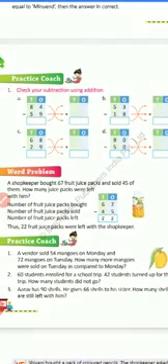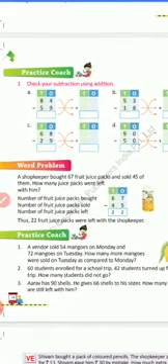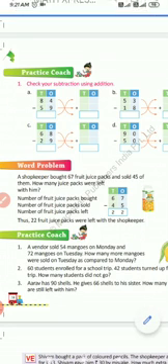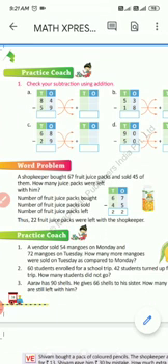Okay, let's come to the word problem. A shopkeeper bought 67 fruit juice packs and sold 45 of them. So how many juice packs were left with him? So we have to subtract 45 from 67, because 45 is sold from 67.